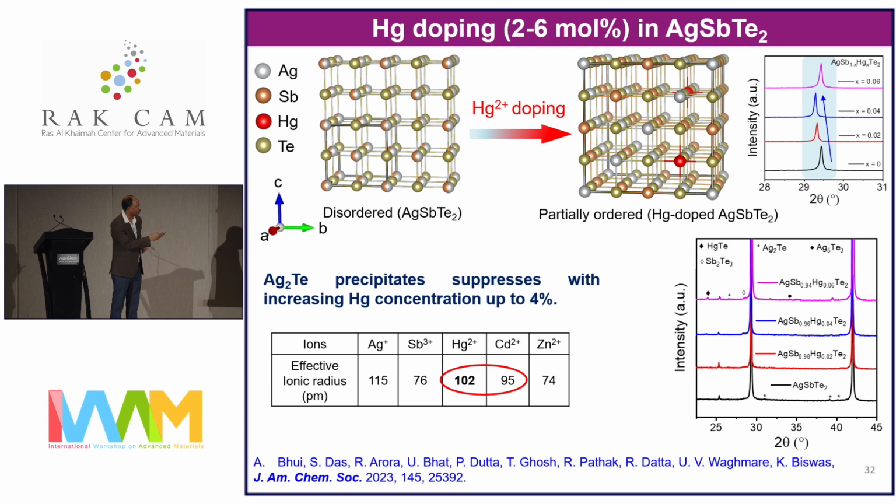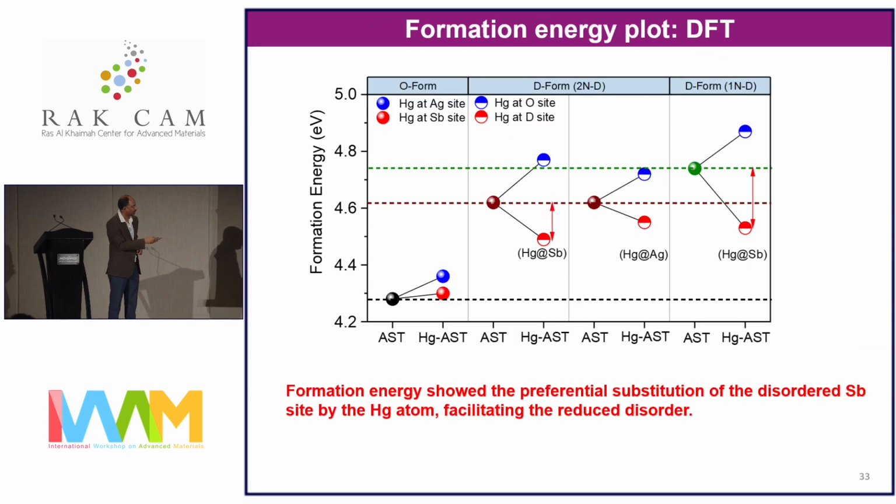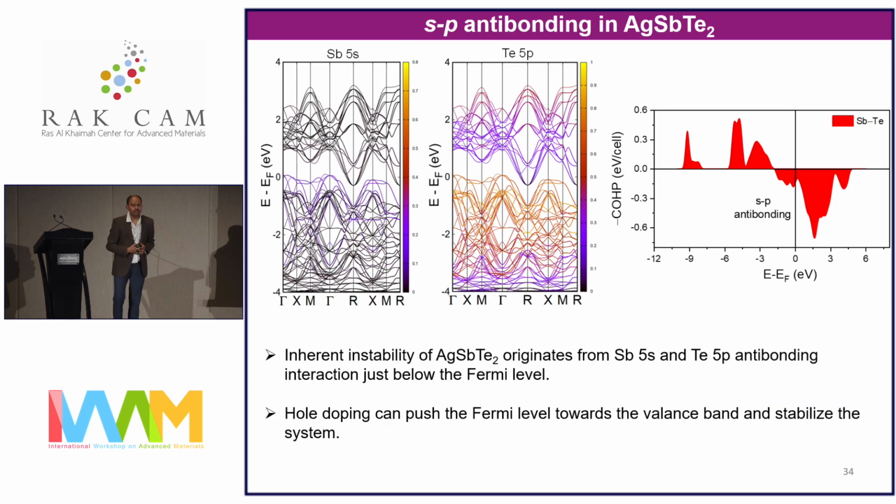As soon as we dope mercury in this compound, there is a slight expansion of the lattice parameter, and then mercury goes up to 4 mole%, which is the solid solution limit. Cadmium goes up to 6 mole%. That also tells us we are doping the right way, mercury and cadmium in this compound. Then Umesh calculated the formation energy, and it says mercury also removes the disordered antimony from the crystallographic sodium site. So then we went ahead and tried to understand the chemical bonding in this compound.